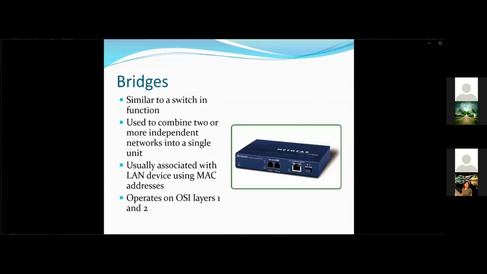Okay, we have bridges, similar to switch hub in function, used to combine two or more independent networks to a single unit, usually associated with LAN device using MAC address and operates on OSI layers 1 and 2. So OSI layer 1 and 2 na siya. I think bridges somehow, hindi nakakakita dito, pero this is already replaced by yung susunod nating hardware. Pero again, ginagamit ito. For example, meron tayong dalawang setup ng LAN, kinakabit natin siya. Kung mapapansin nyo, may dalawang port yan. So, yun yung ginagamit natin para mag-interconnect yung dalawang LAN.